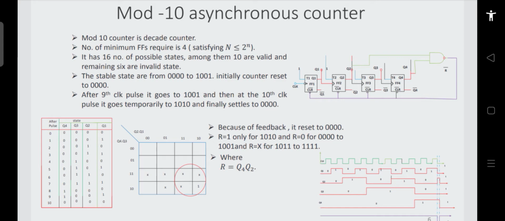Now if you want to count up to 10, then the number of flip-flops required to design a mod 10 asynchronous counter must satisfy this criteria. If you keep this criteria in mind, N is your 10, and if you determine the value of this small n, then to fulfill this criteria, small n should be equal to 4. That is why you require 4 flip-flops. And again we use the same arrangement, the same T flip-flop, to design the circuit, so that we will see later on. But if we use 4 flip-flops, then the possible number of states which it can count is 16.